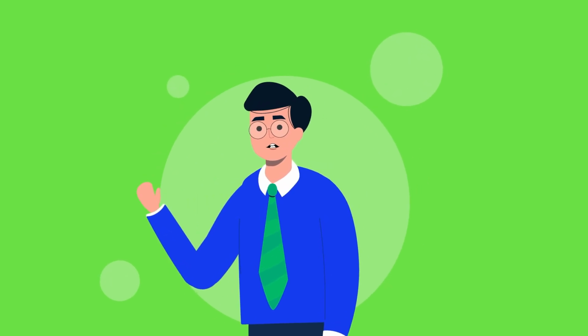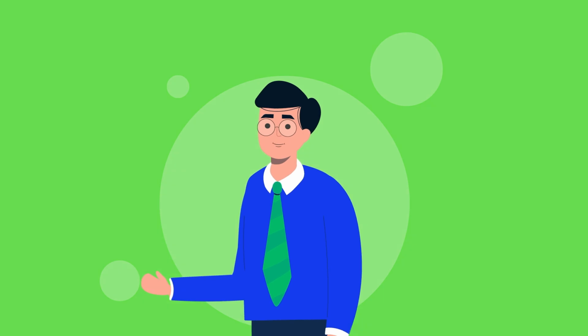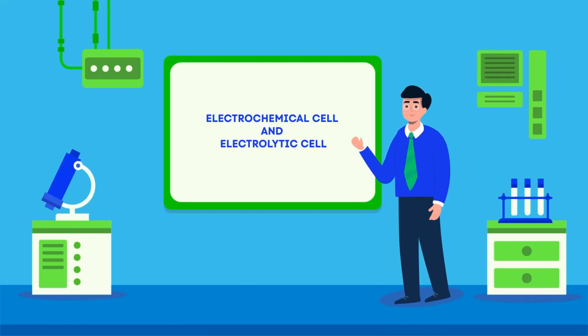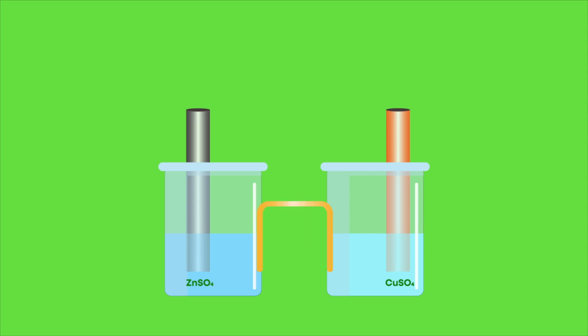Hello, everyone. Welcome to today's exploration of two fascinating types of cells in electrochemistry, the electrochemical cell and the electrolytic cell. Though both involve redox reactions, they have distinct functions, processes, and applications. Let's dive in and compare them. First, let's talk about the electrochemical cell.